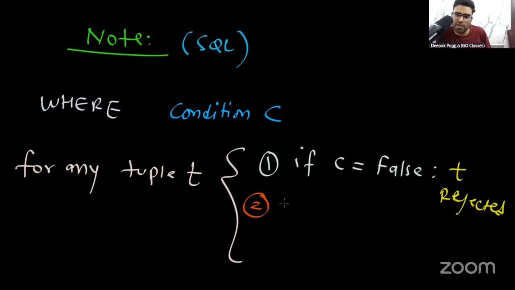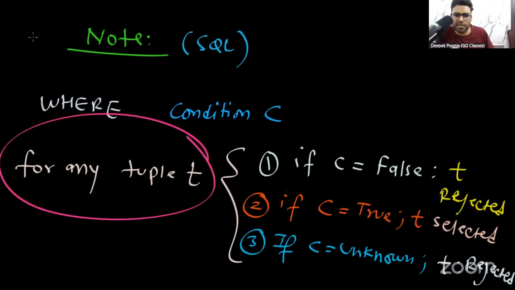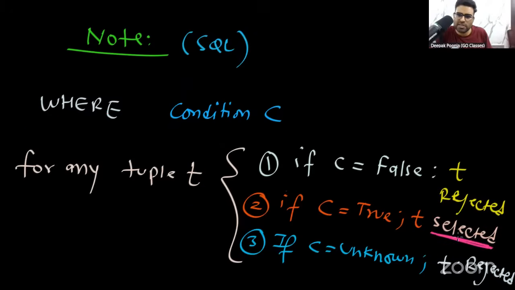If this condition becomes true, then remember T will be selected and will go in the output. And if this condition is unknown, the third truth value, then also this tuple will be rejected. So the tuple will be sent to the output if and only if the where condition actually becomes true. If it is unknown or false, that tuple will be rejected. Is this clear? I hope you understood.